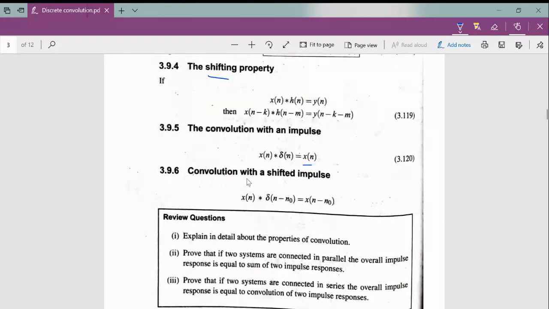Okay. So now convolution with a shifted impulse. We have found what happens when a signal is convolved with an impulse. Now we are convolving with the shifted impulse. Shifted impulse means delta of n minus n zero. So that shifting appears at the output also. x of n will be shifted to x of n minus n zero. So this is all about the properties of convolution.